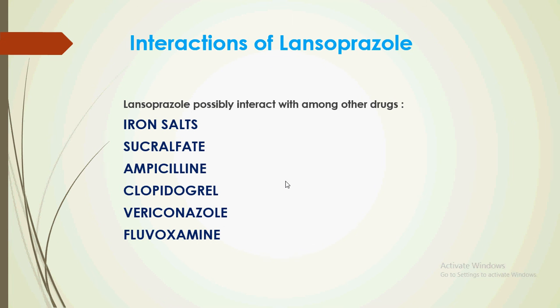And finally, we are going to mention the interactions that happen with lansoprazole along with other drugs. Lansoprazole possibly interacts with other drugs like iron salts, ampicillin, clopidogrel, fluconazole, and fluvoxamine.